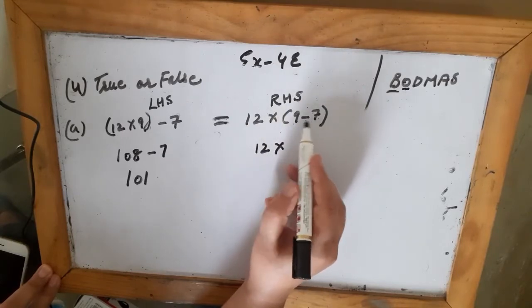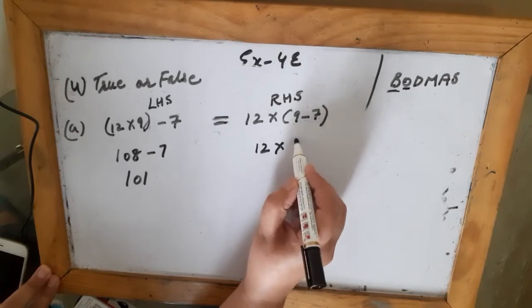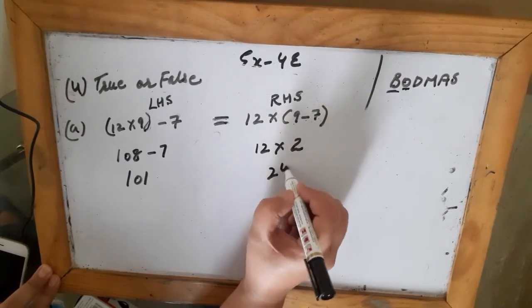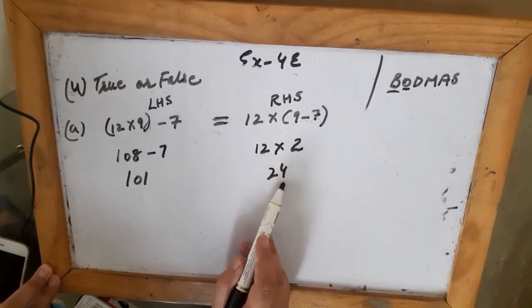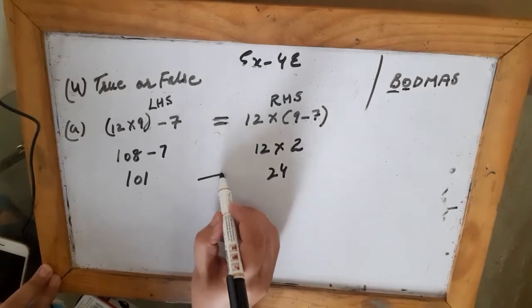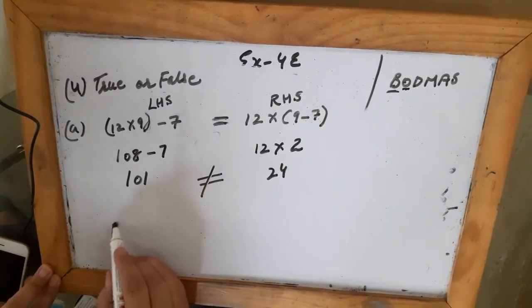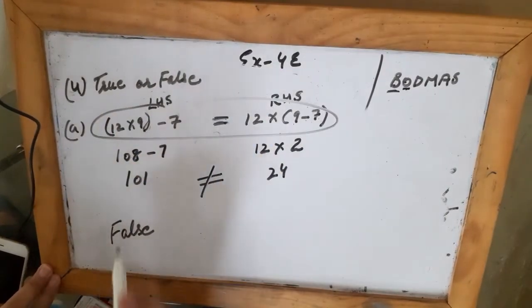First I have to solve the bracket, and in the bracket you have 9 minus 7. 9 minus 7 is 2. So when you solve this now, 12 2s are 24. So on one side you get 101, but on the other side you get 24. So are they both equal? No, they are not equal. So this statement is false.